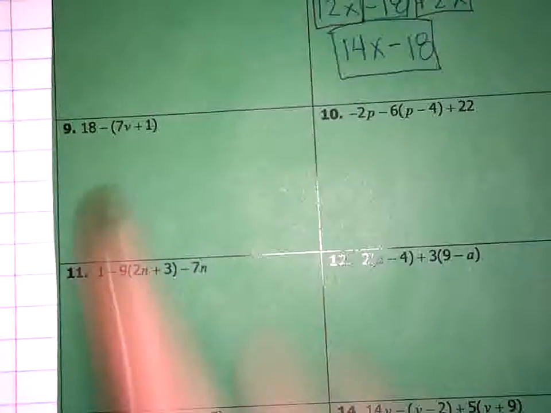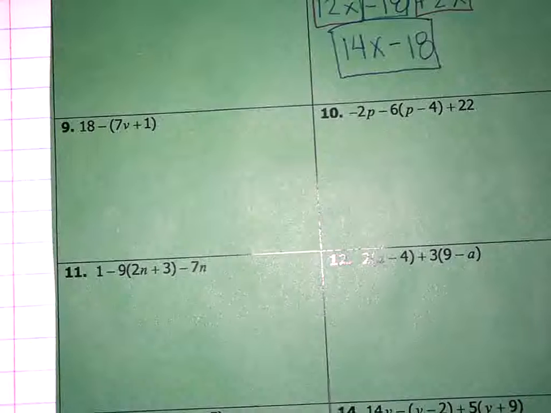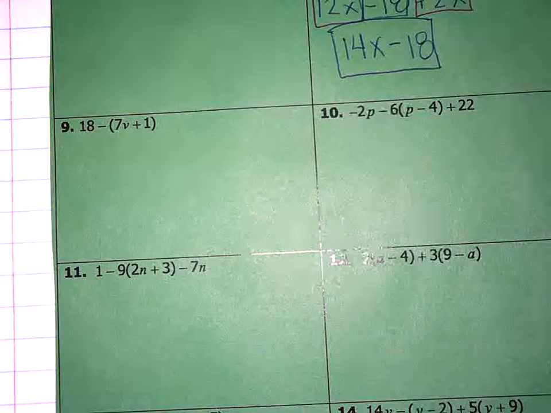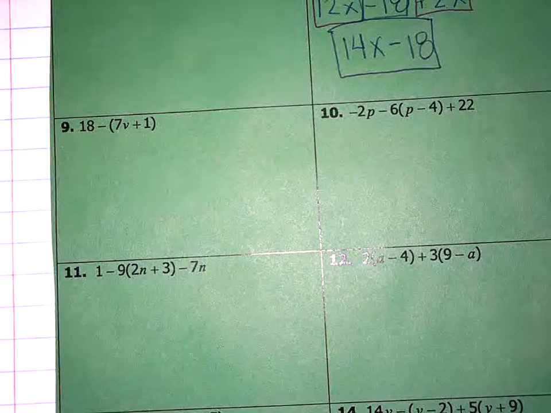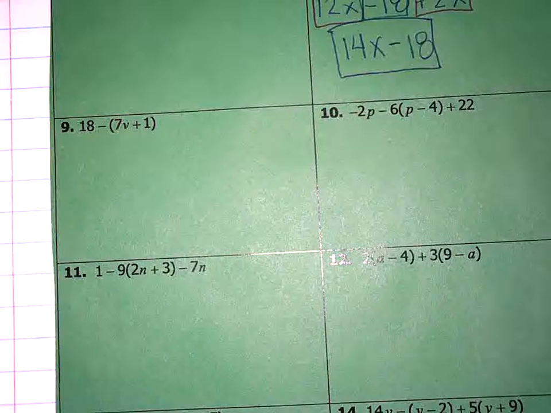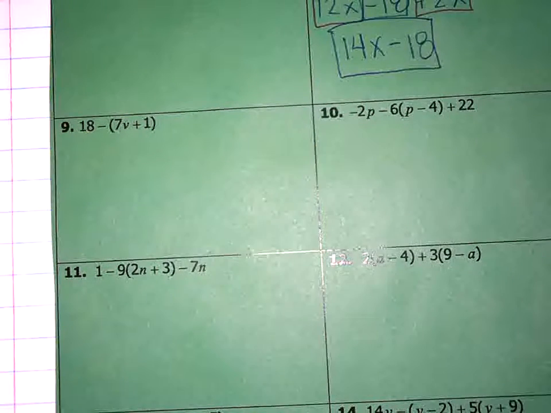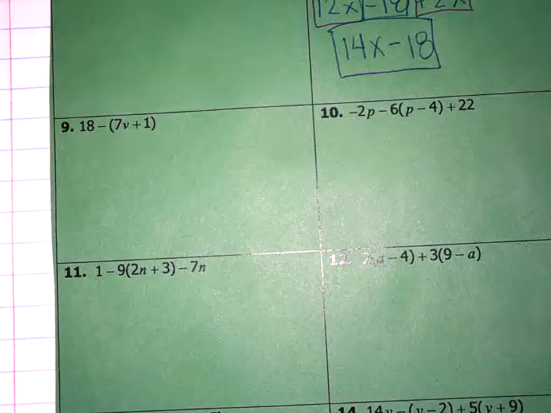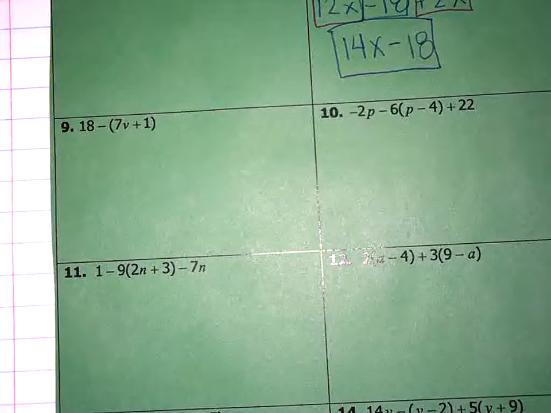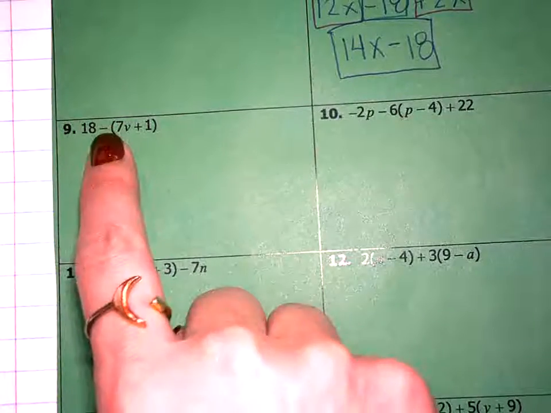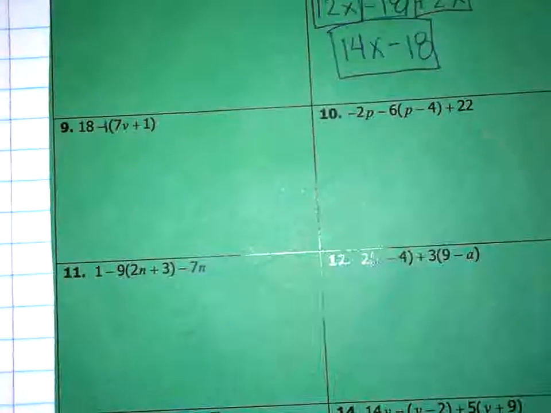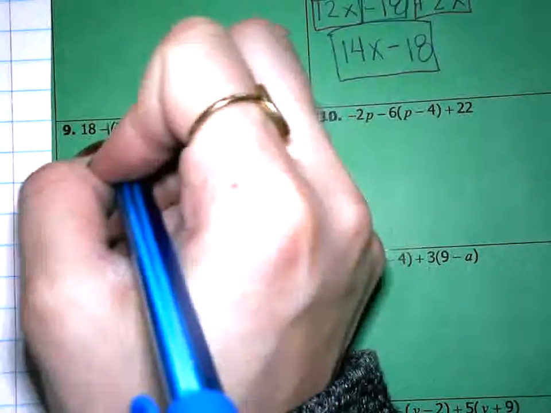Okay, what about number 9? What about that one? What's my first step? Distribute. What am I distributing? Negative 1. There's a minus sign in front, and that minus sign with no number right in front of the parentheses means what? 1. So there is a 1 right here, which means I'm distributing a negative 1.